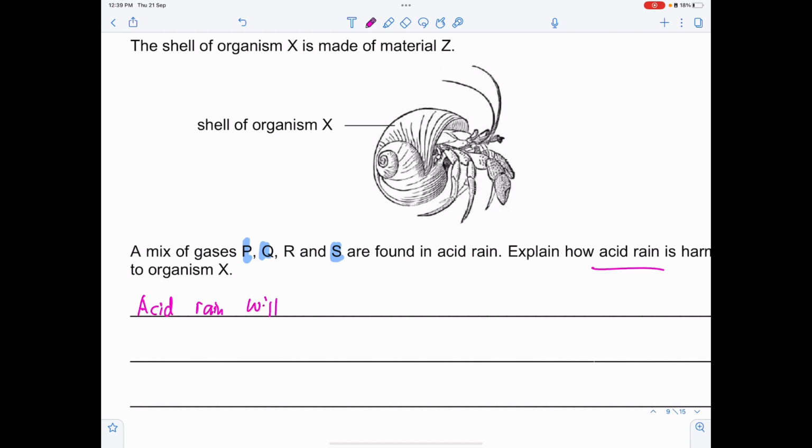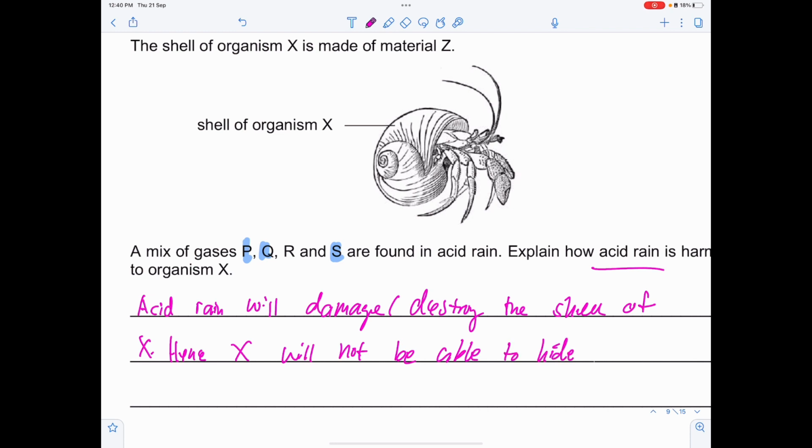Okay, so acid rain will damage or destroy the shell of X. Hence, X will not be able to hide from its predators. Okay, so we're talking about shelter in this case.